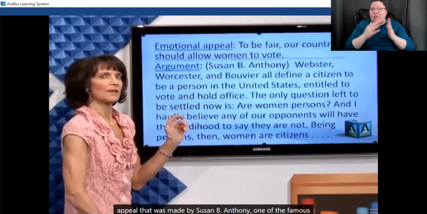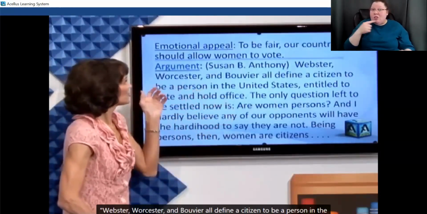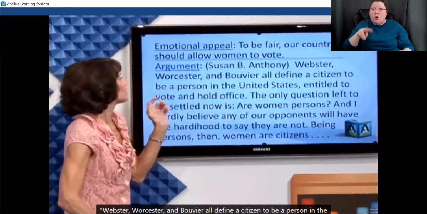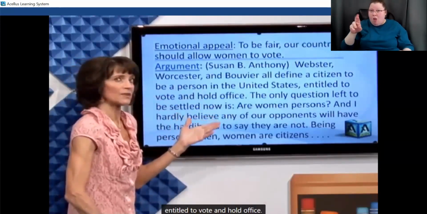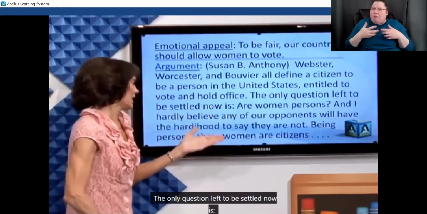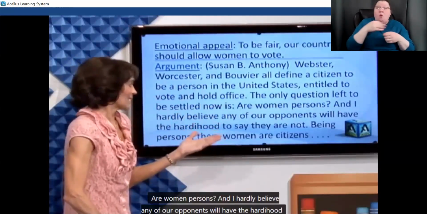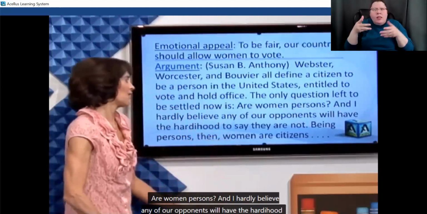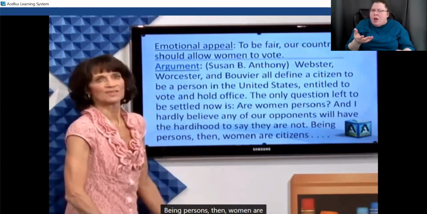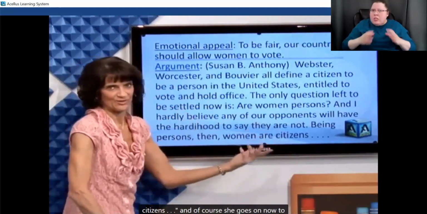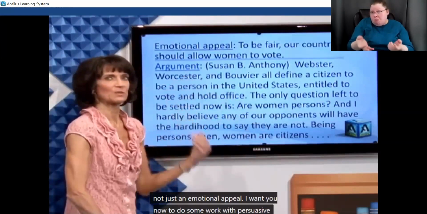Anthony, one of the famous advocates of women's suffrage, and she said this: Webster, Worcester, and Bouvier all defined a citizen to be a person in the United States, entitled to vote and hold office. The only question left to be settled now is, are women persons? And I hardly believe any of our opponents will have the hardihood to say they are not. Being persons, then, women are citizens. And of course, she goes on now to make her case. Do you see how she's using logic, reason, not just an emotional appeal?